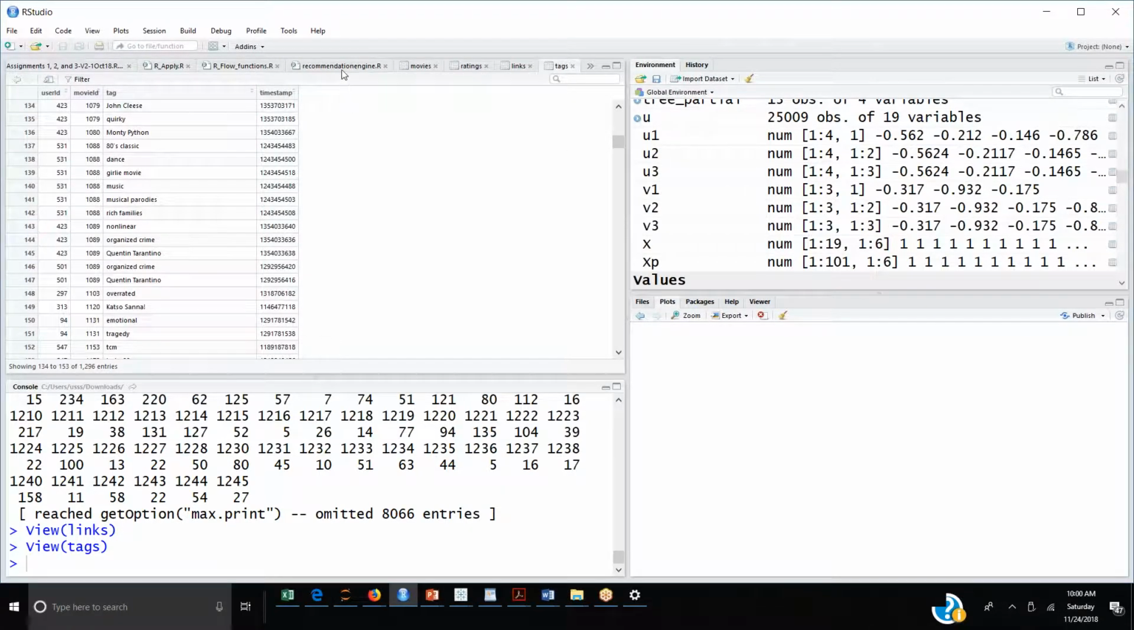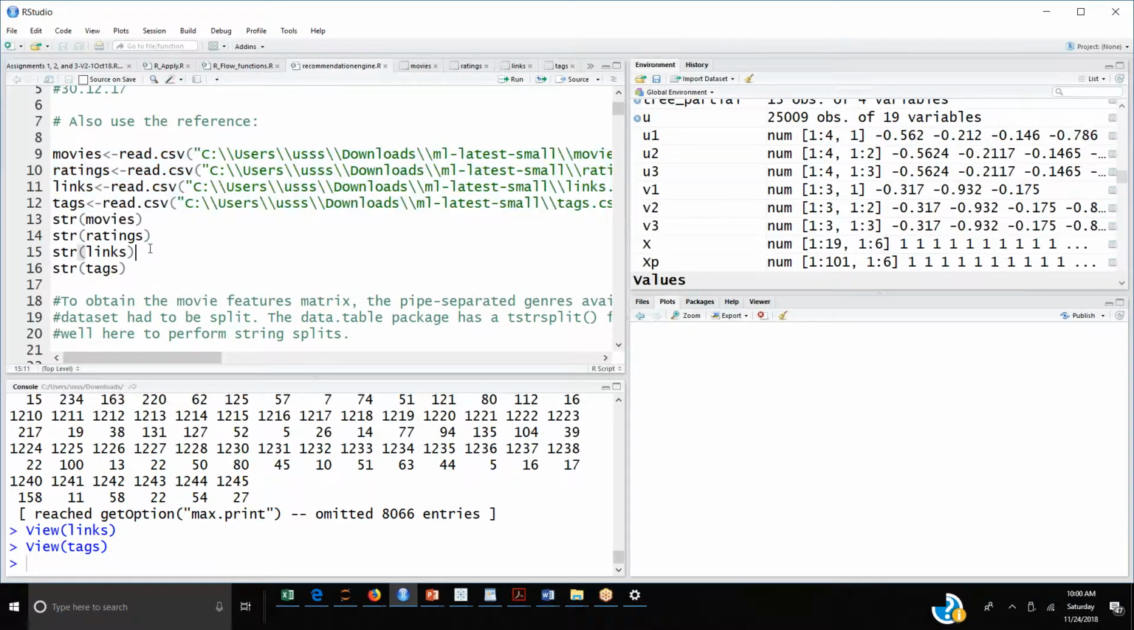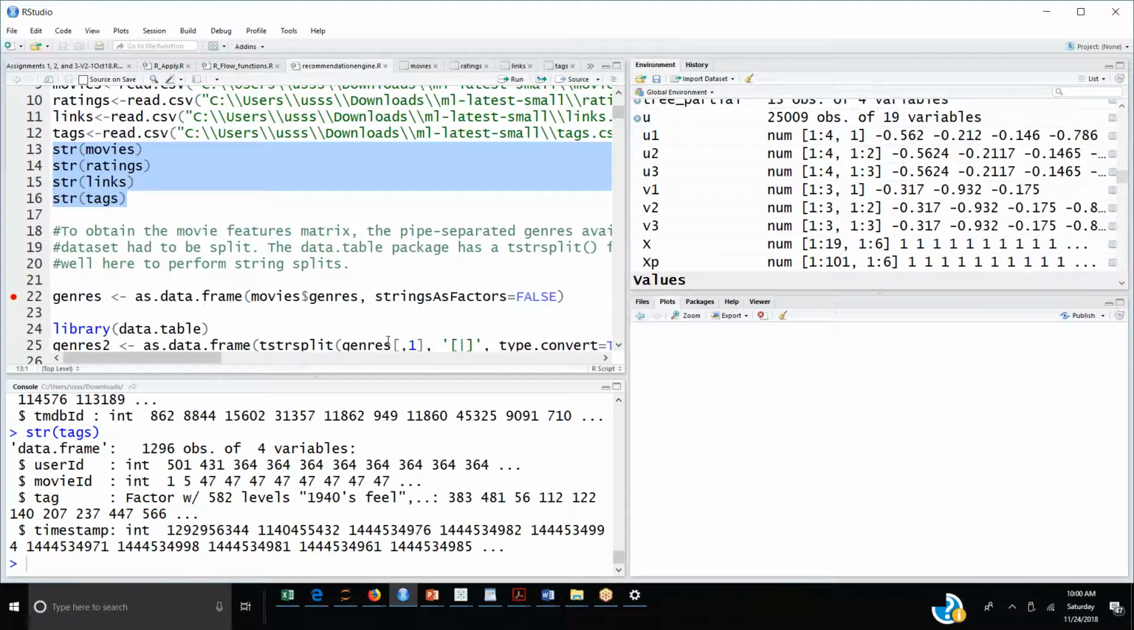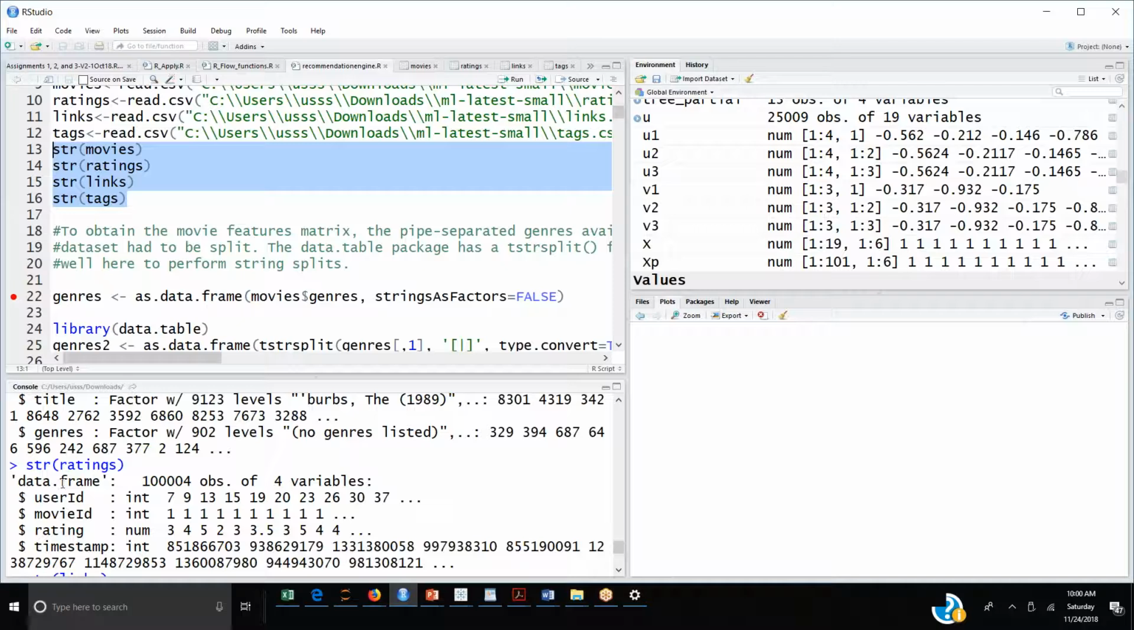Okay. Now, let me go back to the recommendation engine. I want to make all these things strings, because they are strings. Let me run that one. There are 1,296 observations with 4 variables: user ID, movie ID, tag. Structure gives you the data information. So ratings is a data frame of 100,004 observations. User ID is integer, movie ID is integer, ratings is number, timestamps are there.